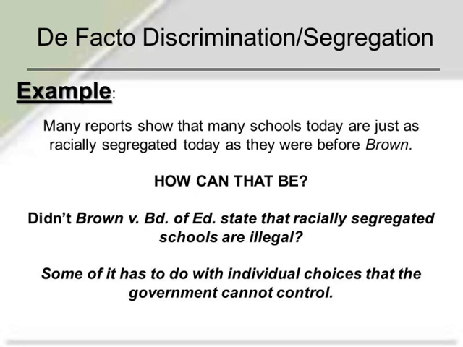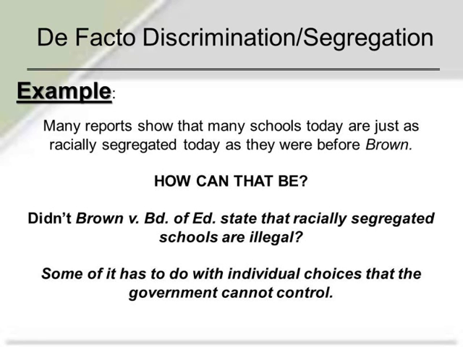Let me give you a real quick example of de facto discrimination or de facto segregation. Today, when the research is done, we will find that many of today's schools are just as racially segregated as they were before the Brown versus Board of Education decision. And when we think about that, how can that be? The Supreme Court very clearly said in Brown versus Board of Education, segregated schools are illegal.